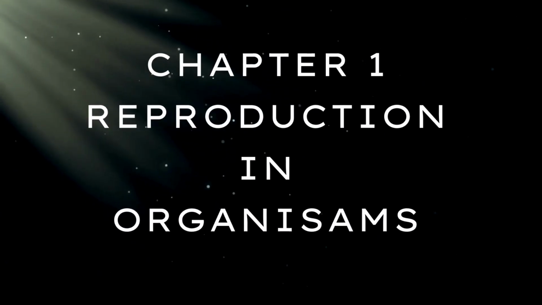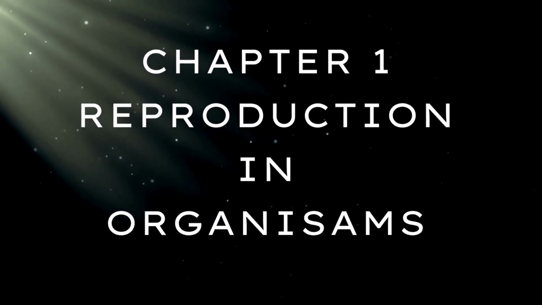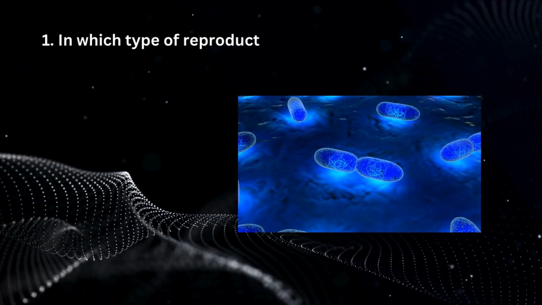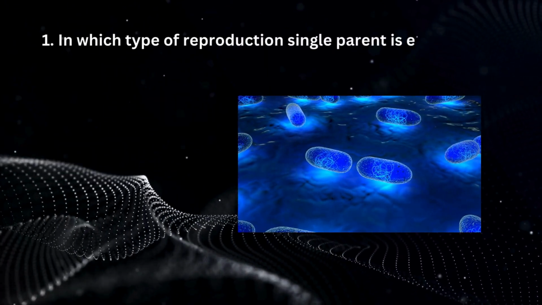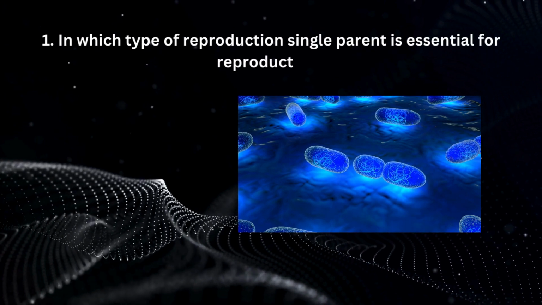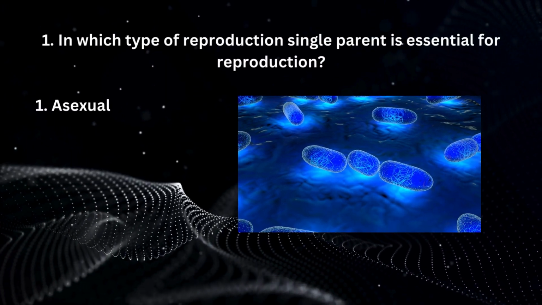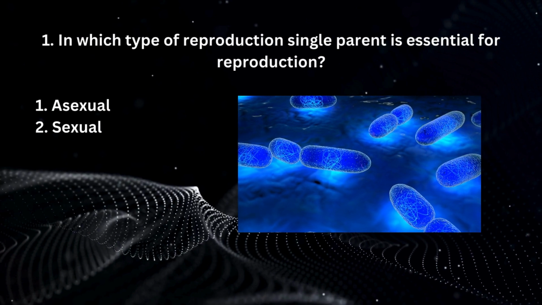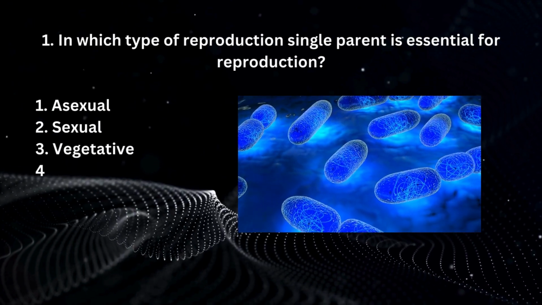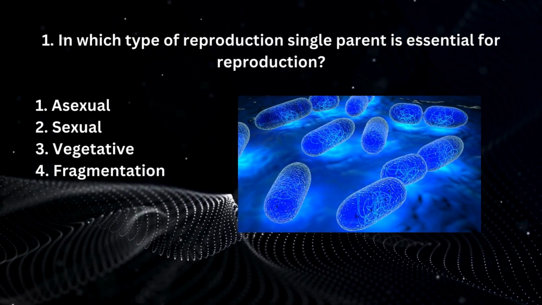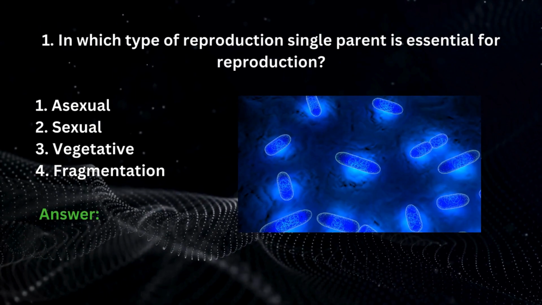Today we are discussing chapter number 1, Reproduction in Animals. Question number 1, in which type of reproduction, single parent, is essential for reproduction? 1. Asexual. 2. Sexual. 3. Vegetative. 4. Fragmentation. The answer is 1.